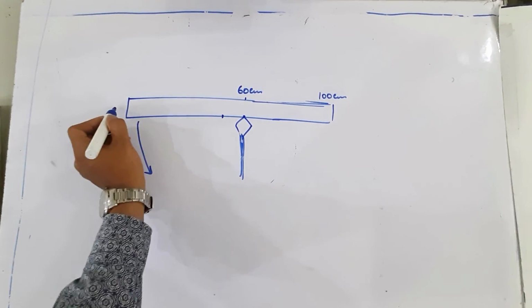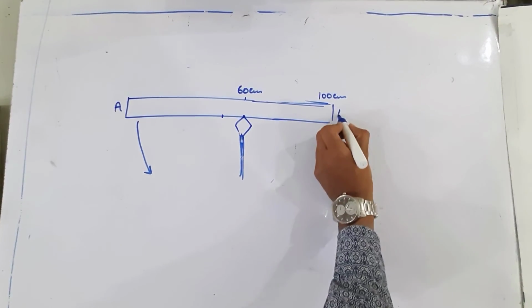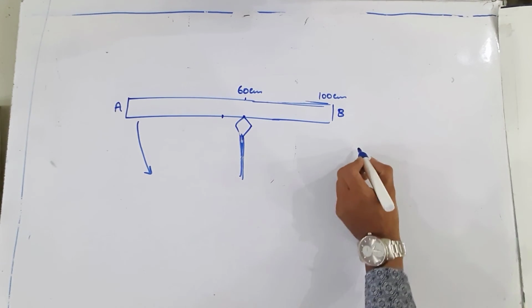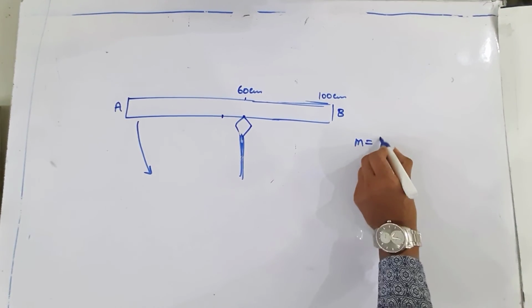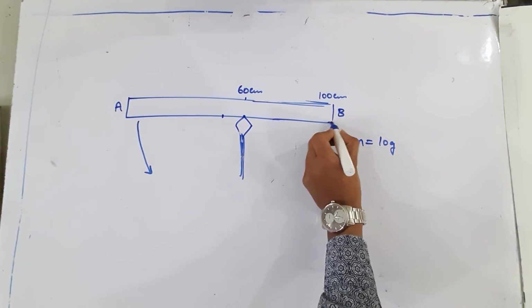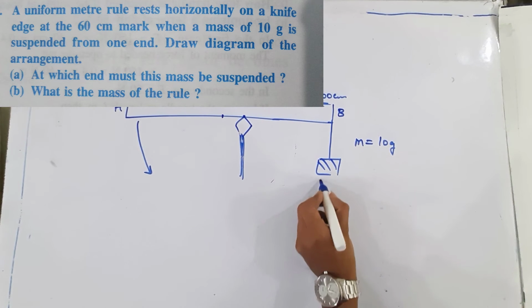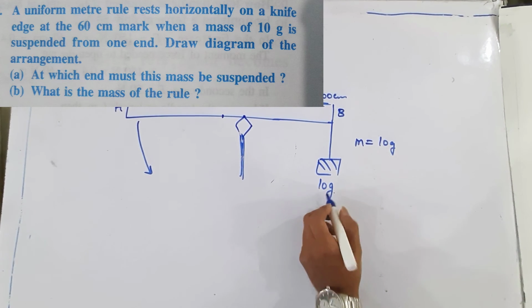So we will consider this end as A and the other end as B. So from the figure it is clear that we have to suspend the mass given, which is 10 gram. So we have to suspend the mass at this point B. So this is the mass suspended and its mass is 10 gram.